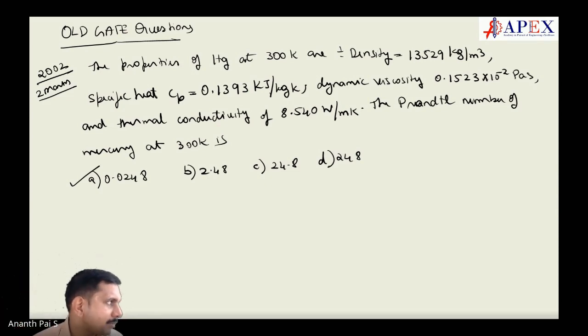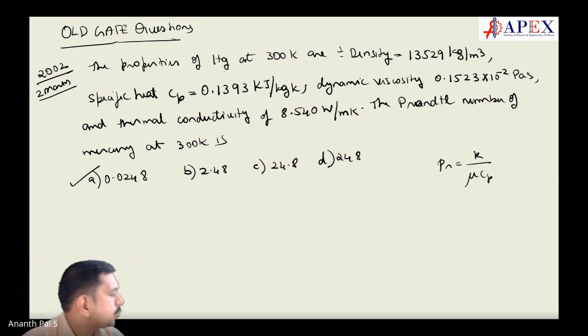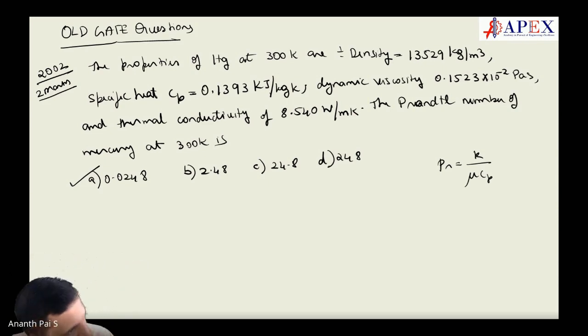First, you have to know what is Prandtl number. What is Prandtl number? Mu C_p by k. Everything is given. You don't have to take what you don't need. Rho cancels. So that you have to get the answer. Everybody got it? Who did not get? Do it fast.